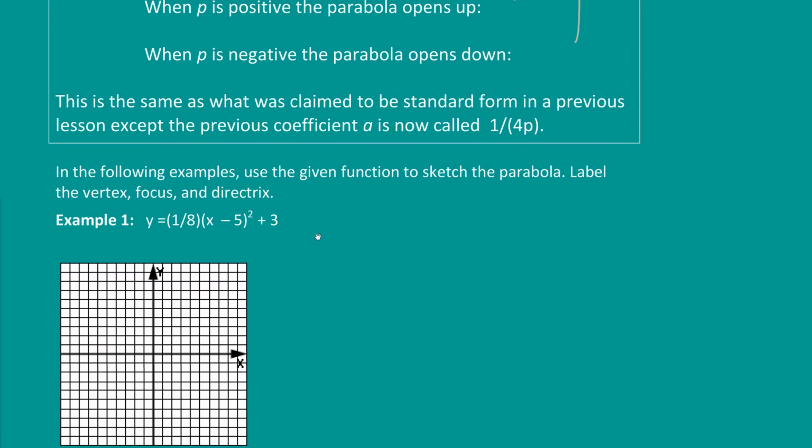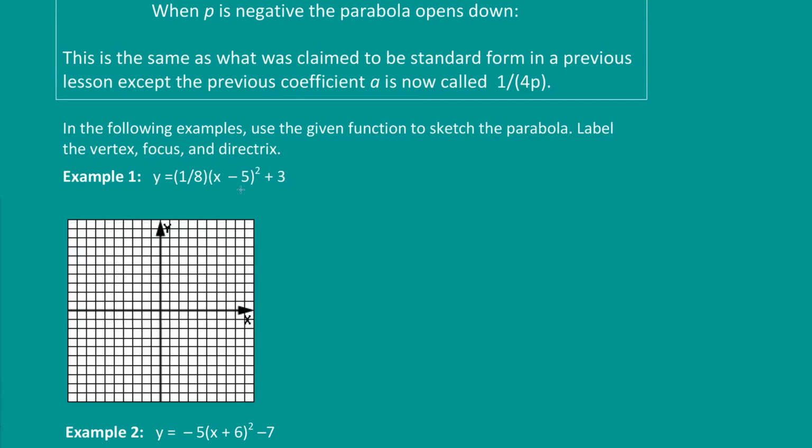So let's actually plot out our parabola. First off, where's our vertex? Well, our vertex is going to be at the point (5, 3), right? Because we have y equals 1 over 4p times (x minus h) squared plus k. The minus h is minus 5, so that means our h is 5, and our k is 3. So we know that our vertex is at (5, 3). If I plot that out here, (5, 3) is right there.